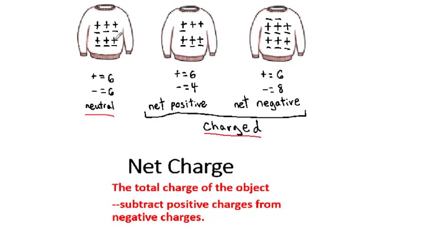This sweater tends to give away electrons, but right now this sweater is neutral. And the way we would know this, it's made of atoms. So a plus and a minus, everything is equivalent. So we have 6 pluses and 6 minuses. So the protons equal the electrons, and it's neutral.